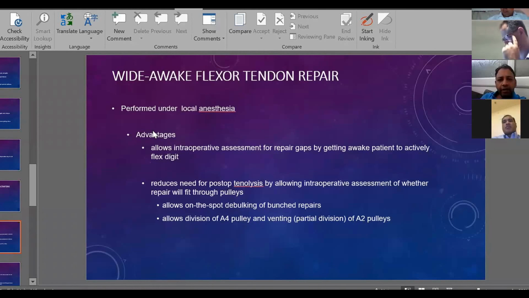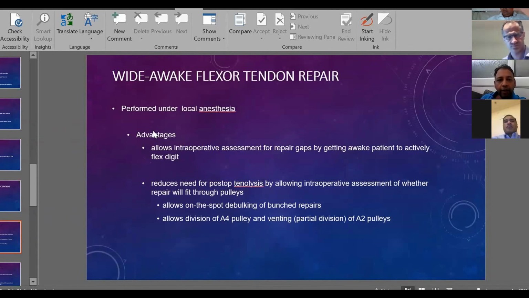So advantage of the awake repair, it allows intraoperative assessment for repair gaps by getting the awake patient to actively flex the digits. It reduces the need for post-operative tenolysis by allowing intraoperative assessment of whether repair will fit through the pulleys or not. And it also allows on the spot debulking of the bunched repair if your repair is too bulky.